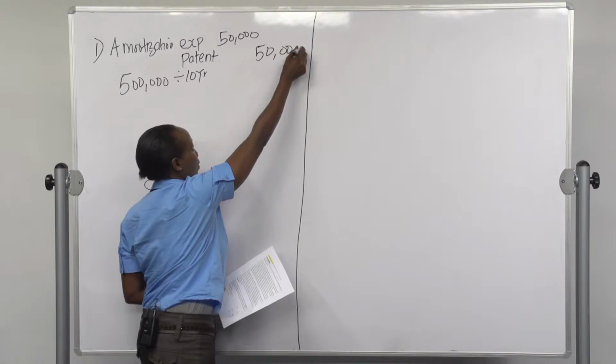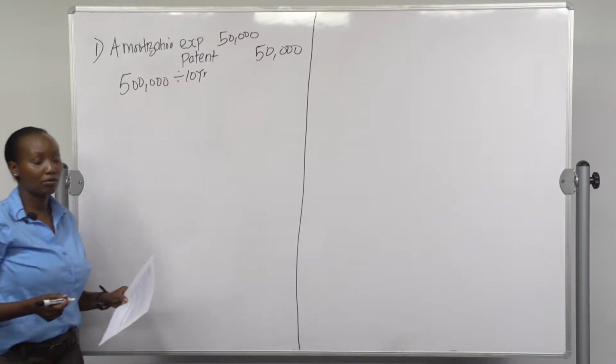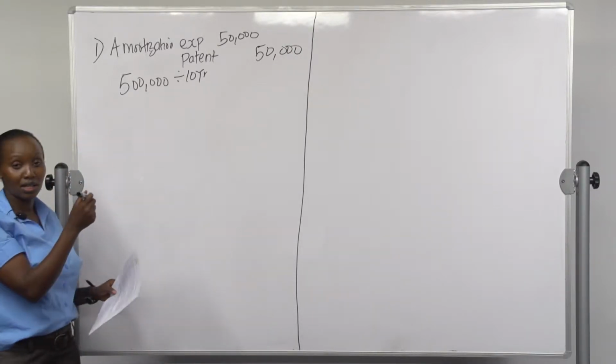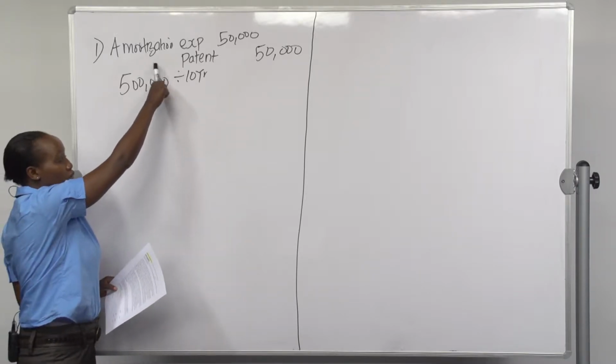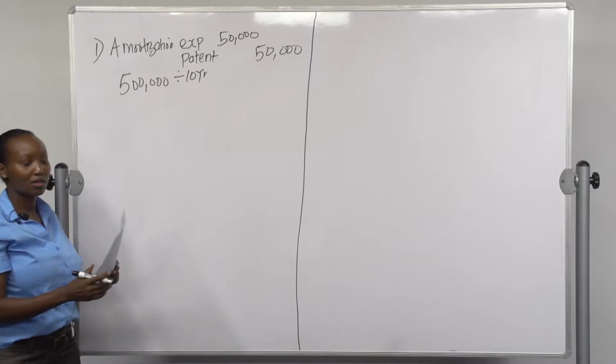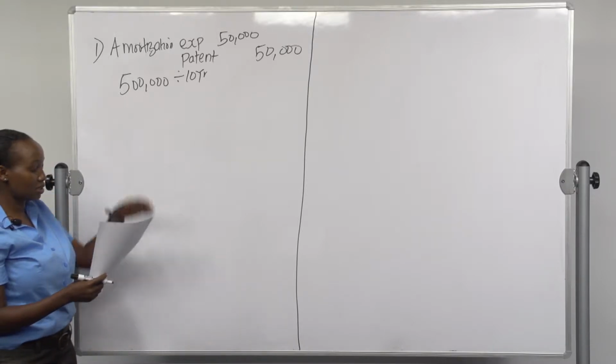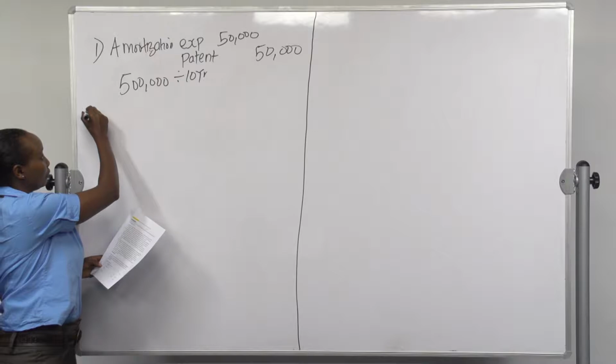So we're simply allocating the patent to its useful life, which was established at 10 years. If the circumstances don't change, every year we're going to have this for the next remaining 8 years. So that's the yearly amortization.